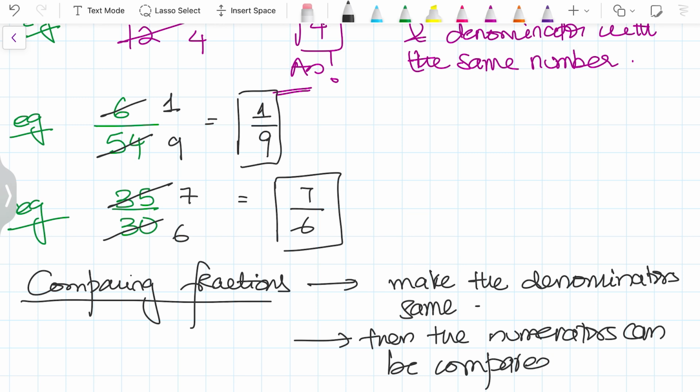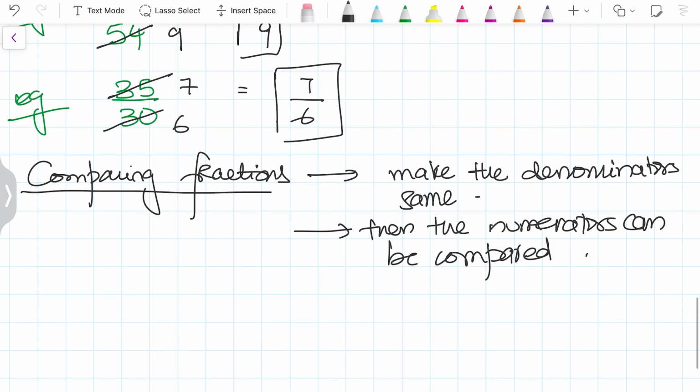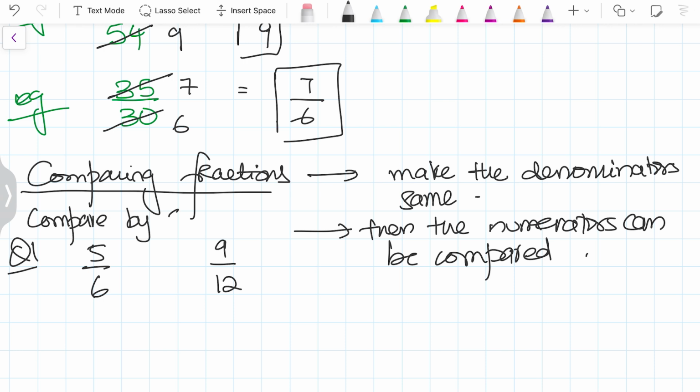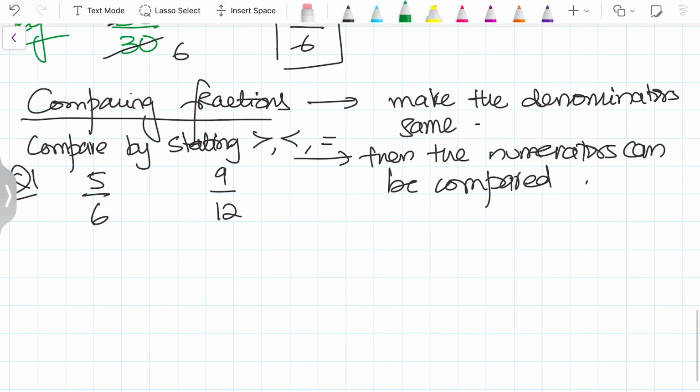So for example, if I have 5 upon 6 and a 9 upon 12. So we have to compare by right stating. Okay, now let's discuss these signs as well. This is greater and this is smaller. So whichever fraction is a greater fraction, you will open the crocodile mouth on that side.